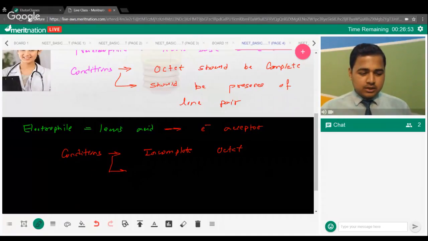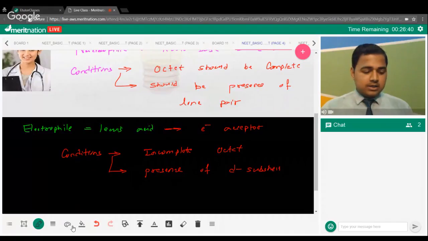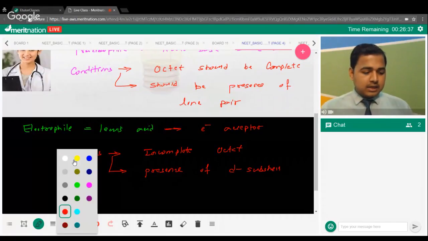So the next one, presence of d subshell. If any one of the conditions is satisfied, then definitely it will be the electrophile or the Lewis acid. Presence of d subshell. So all these conditions we have discussed. Let's talk about it.